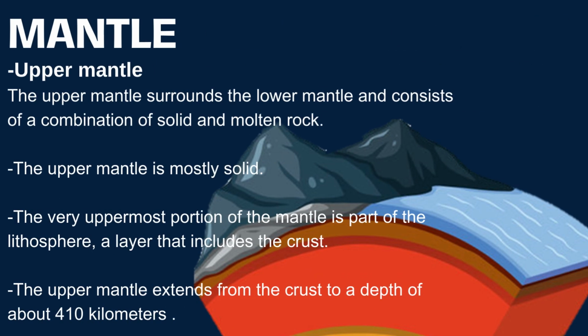The upper mantle surrounds the lower mantle and consists of a combination of solid and molten rock. The upper mantle is mostly solid. The very uppermost portion of the mantle is part of the lithosphere, a layer that includes the crust. The upper mantle extends from the crust to a depth of about 410 km.